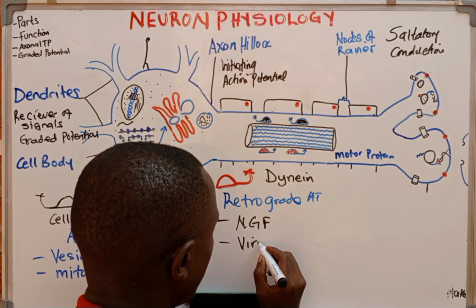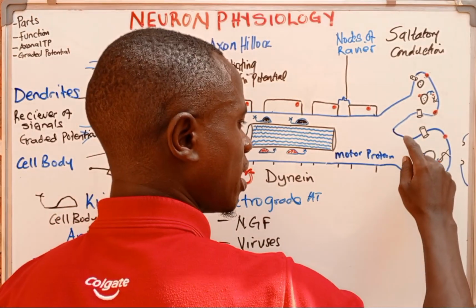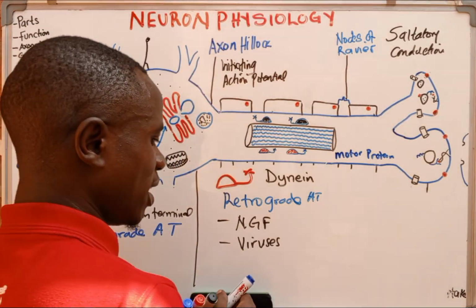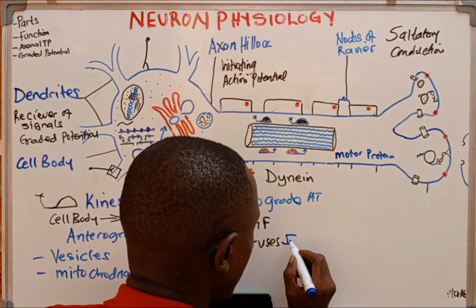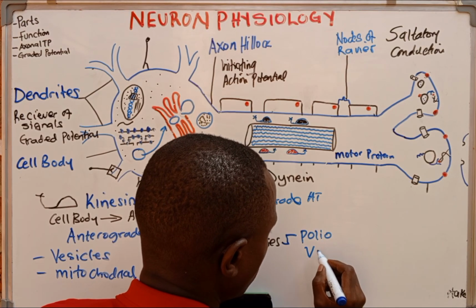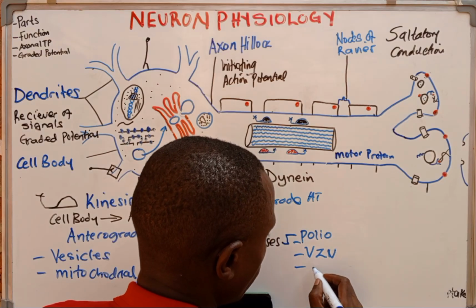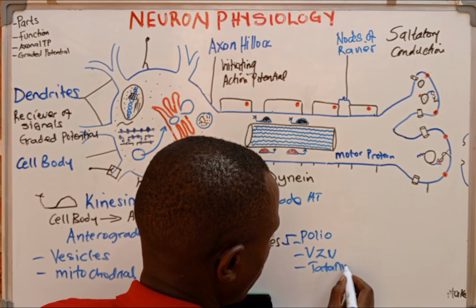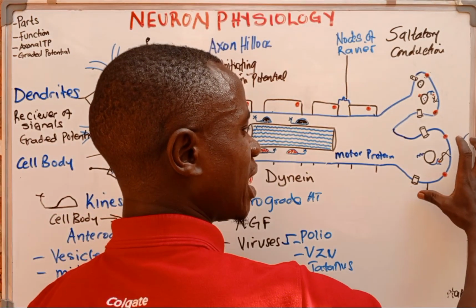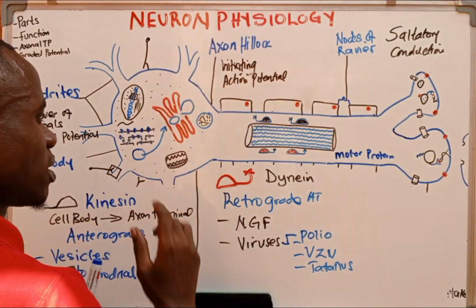What we call the viruses. We have different viruses that pass through the axon terminal and are transported to the cell body to use the genetic material for their replication. We have a couple of them. The first one is the poliovirus. We have the varicella zoster virus. We also have the tetanus. All these viruses can pass through retrograde axonal transport to come to the cell body.